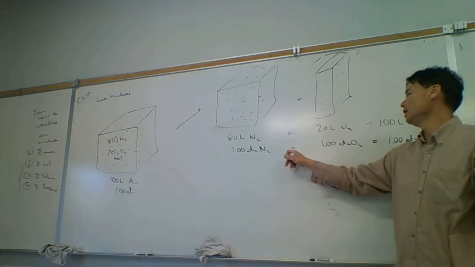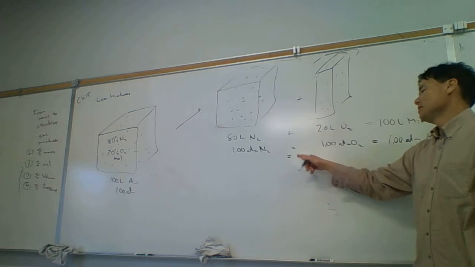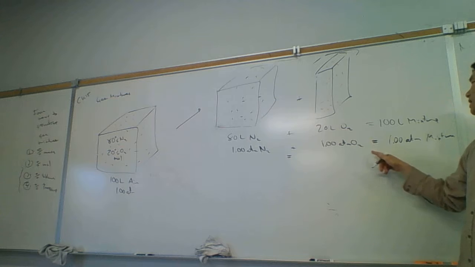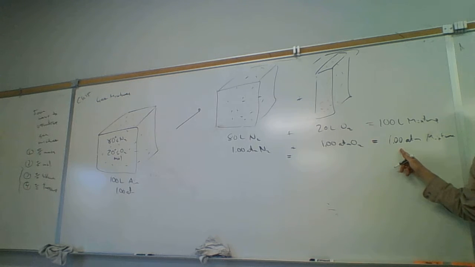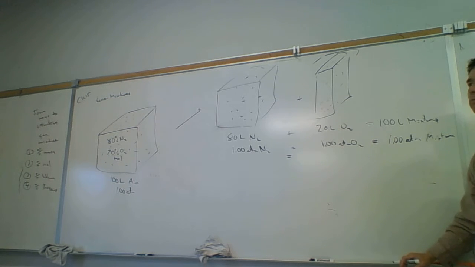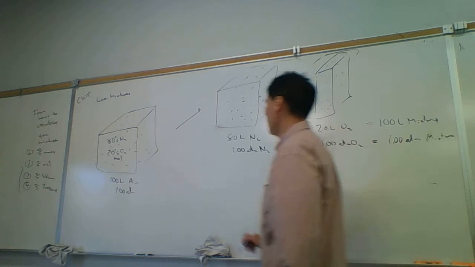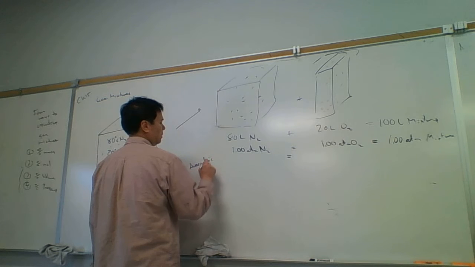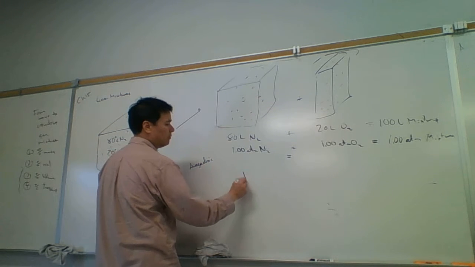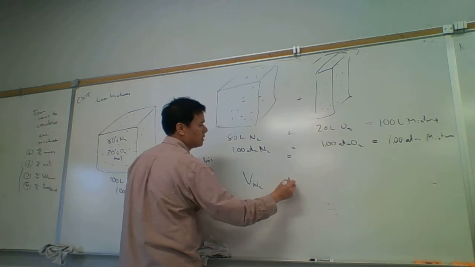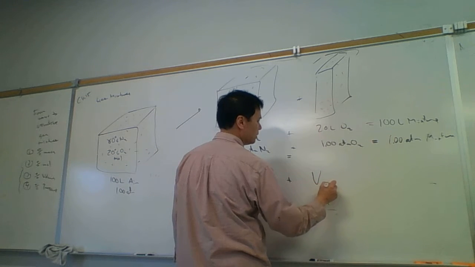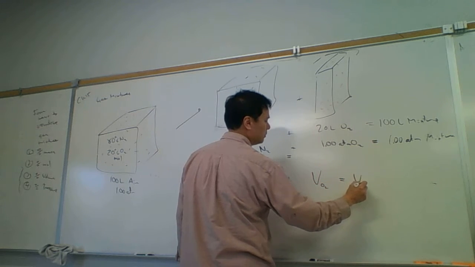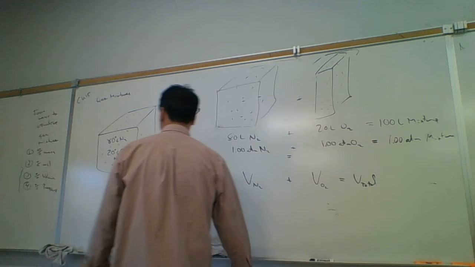In other words, the atmospheres of nitrogen is equal to the atmospheres of oxygen, which is equal to the atmospheres of mixture. Keeping everything level. This is called Avogadro's law. And that is the volume of nitrogen plus the volume of oxygen is equal to the volume total, or the volume of mixture.